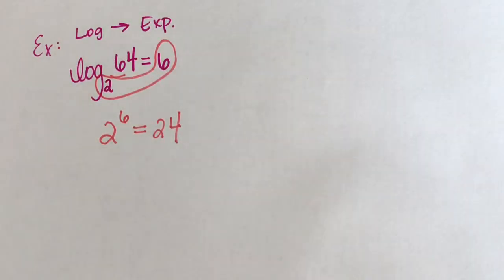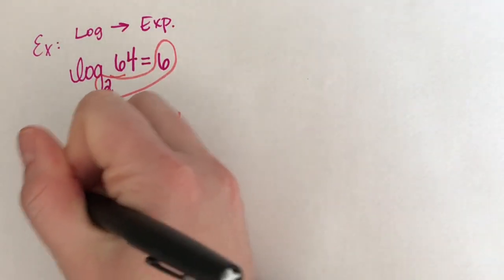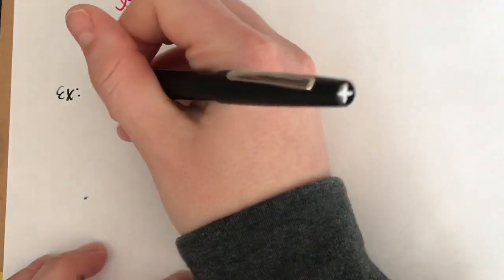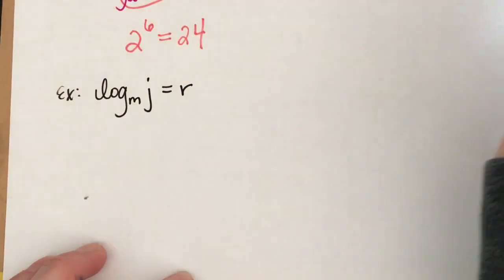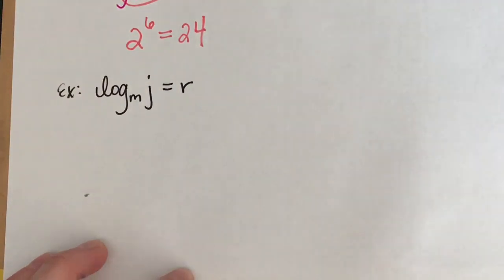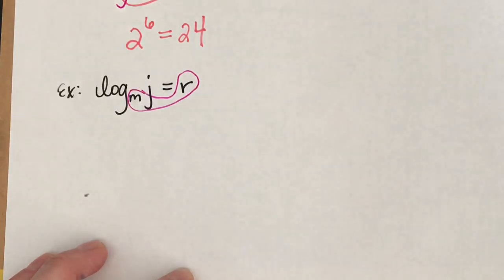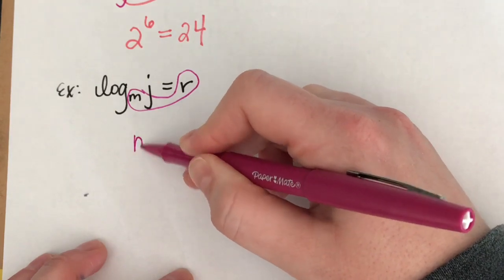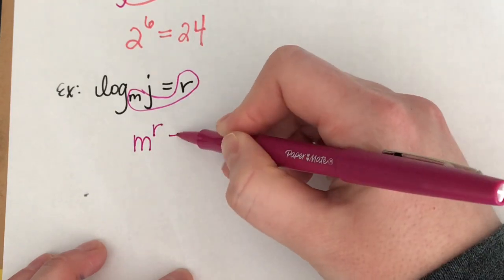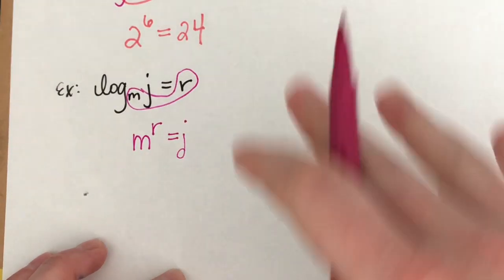Now, if I gave you log base m of j equals r, well, it's the same thing. Look at who's in the canoe together. So then I'm left with m raised to the r equals j.